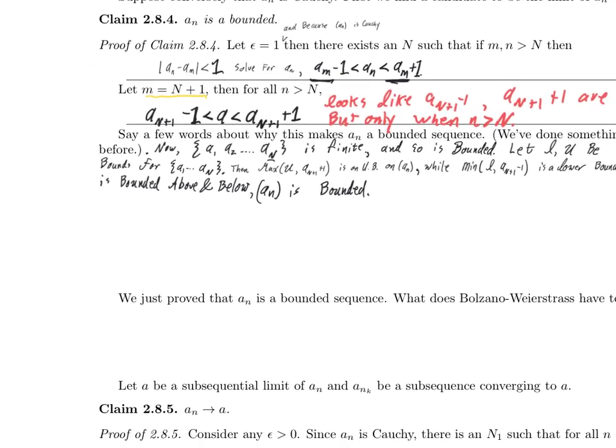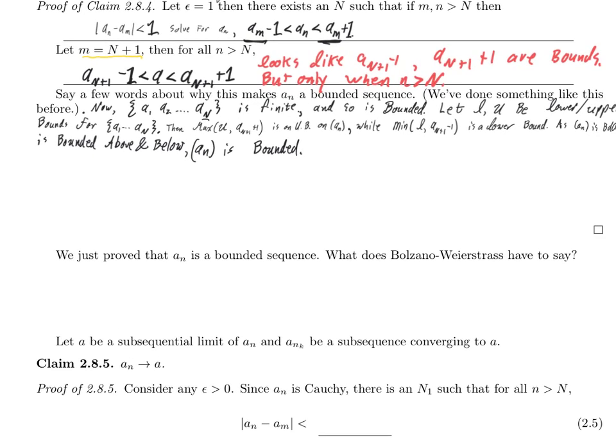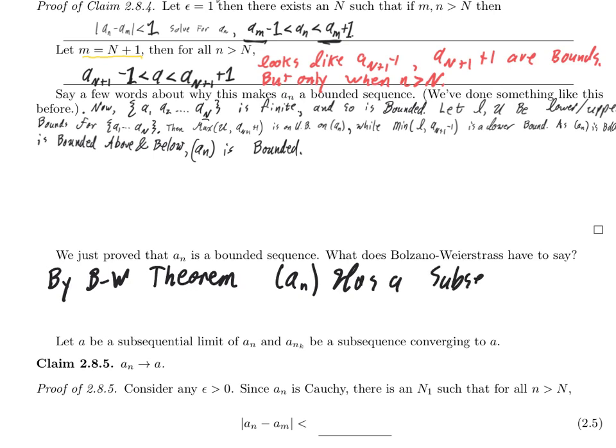All right, so we've just proved that a sub n is a bounded sequence. What does Bolzano-Weierstrass have to say? Well, Bolzano-Weierstrass says that because a sub n is bounded, by the Bolzano-Weierstrass theorem, a sub n has a subsequential limit. Maybe you would rather this say that it has a convergent subsequence, but that's the same as having a subsequential limit.